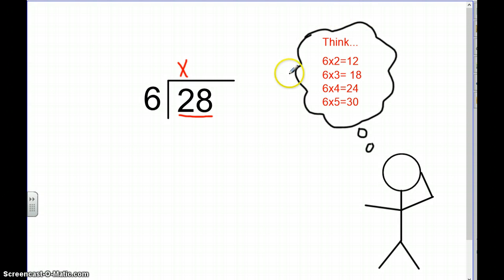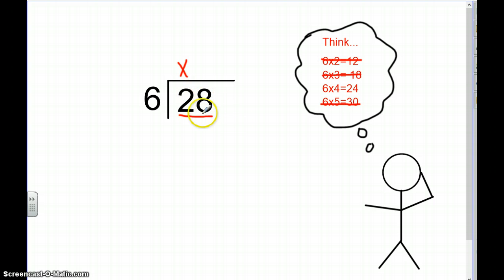So then you should be thinking about your fast facts over here on the side and thinking, okay, well, I could put a 2 here. 6 times 2 is 12. That seems too small. That's not enough, okay? I know that 6 times 3 is 18. Again, that seems really far away from 28, so that's not enough, okay? 6 times 4 is 24. That's really close to 28. Okay, that could be a good one. And 6 times 5 is 30. That's too much.